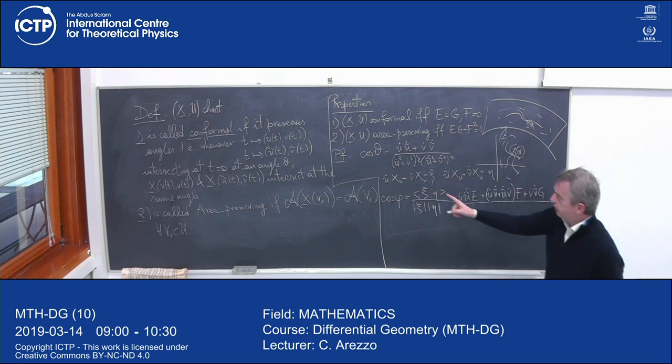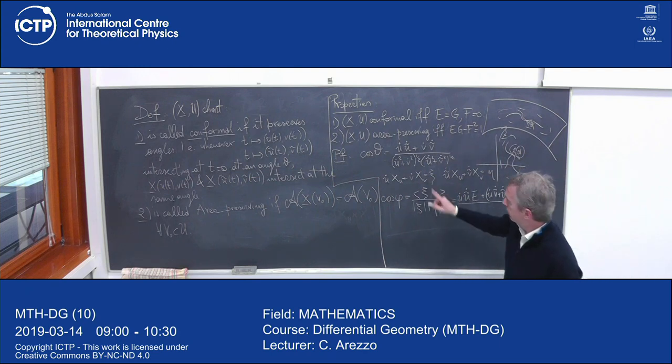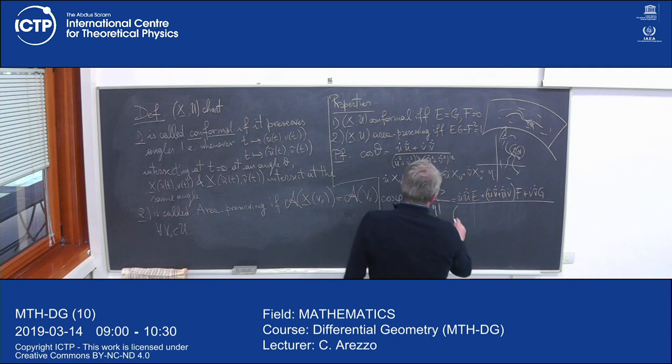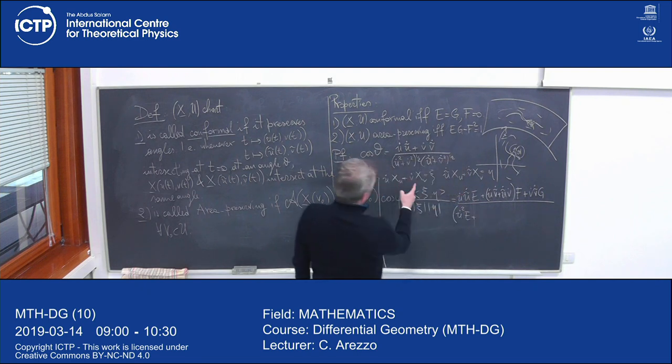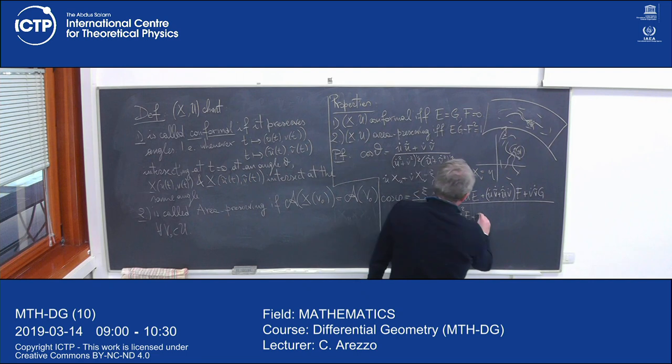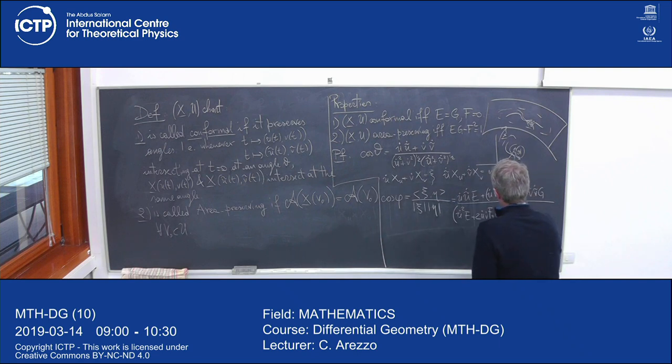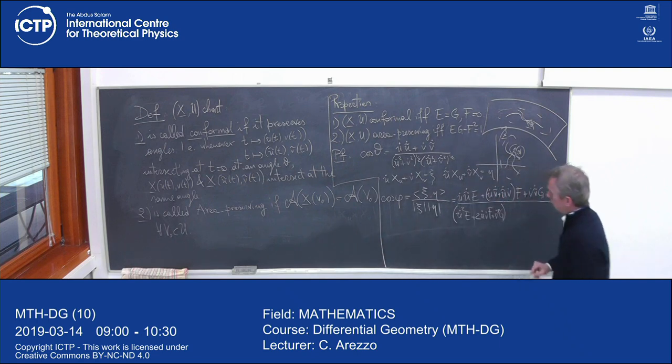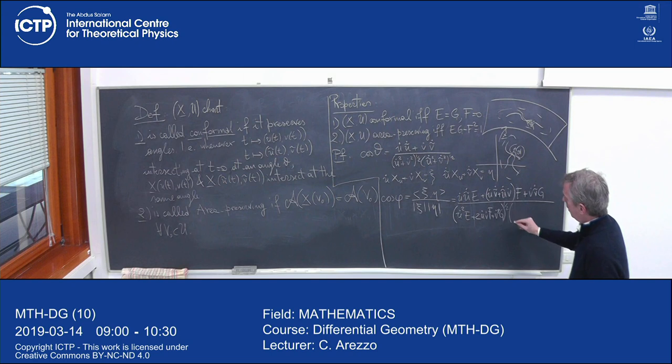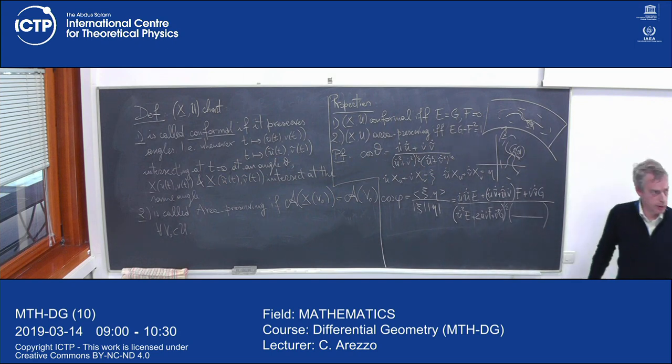So what is the norm of this in terms of the first fundamental form? Well, it's (u dot squared E plus twice u dot v dot F plus v dot squared G) to the 1/2. Then look, same expression with the tildes, okay?